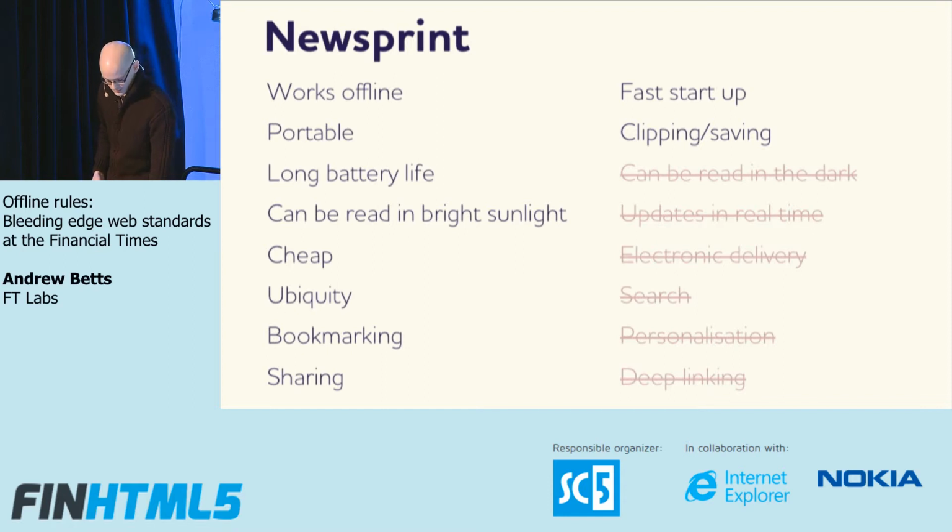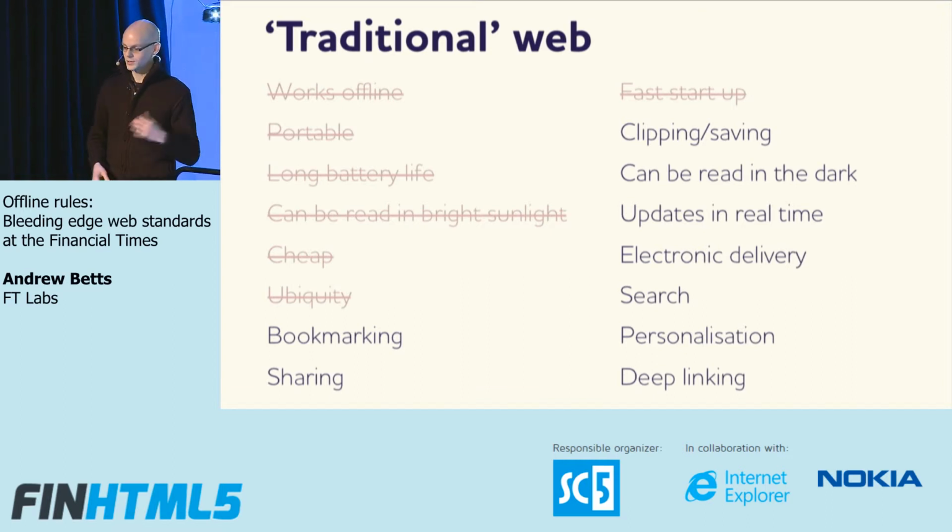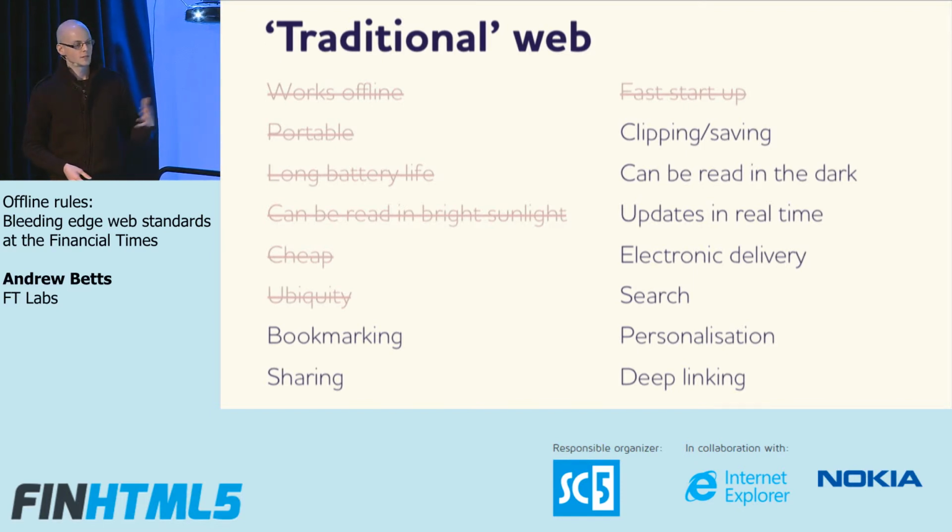And when the web came along and newspapers started putting content online digitally, we got a whole load of new stuff. We got the ability to read the content in the dark, update it in real time, deliver it electronically. We were able to search, personalize that content to the end user, and deep link directly to particular pieces of content. But we also lost a whole load of stuff that we could do with a newspaper. The web 1.0 of the early 2000s was never going to be a replacement for reading a physical newspaper in print. And I think that goes some way to explaining why, as a business, we still print about 1/3 of a million newspapers every day.